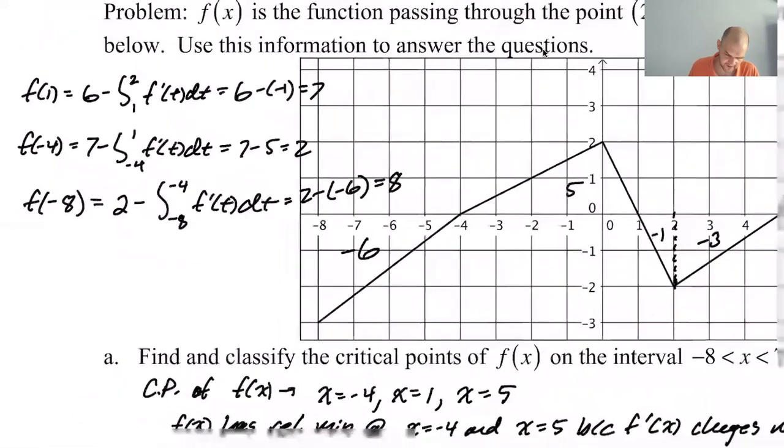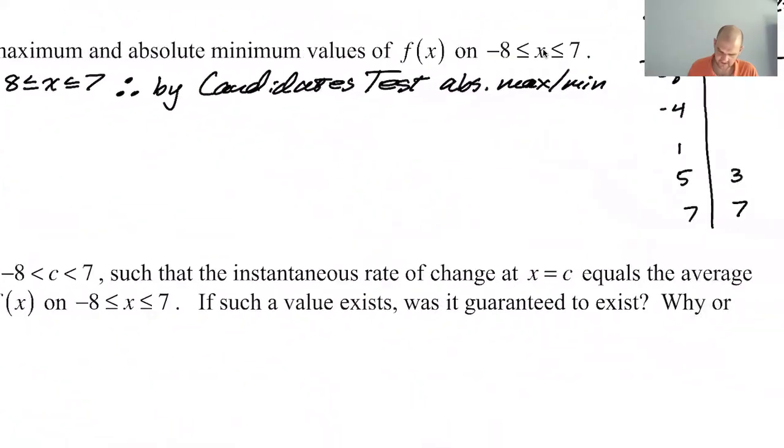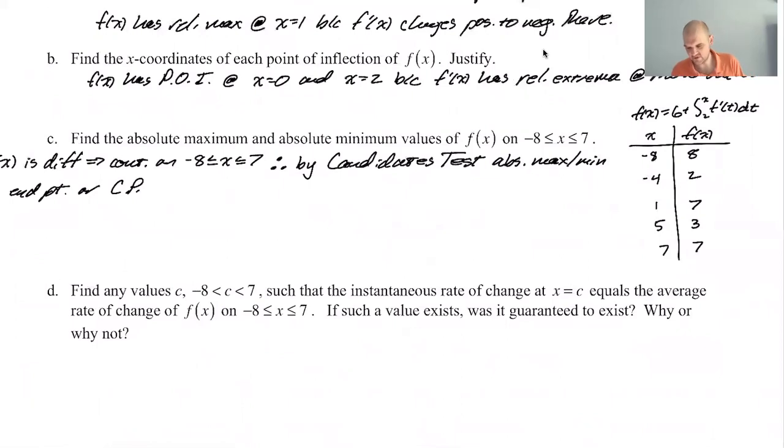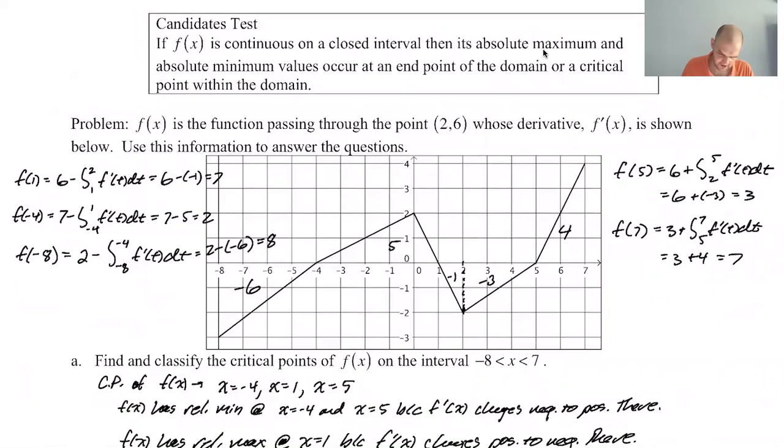All right, so what do we got? 8, 2, 7, I think, is the order in which I have to fill these in. Yeah, 8, 2, 7. So do these answers make sense? So I went 8, 2, 7, 3, 7. It makes sense. This I said was a minimum. So it's 8, 2, 7, 3.